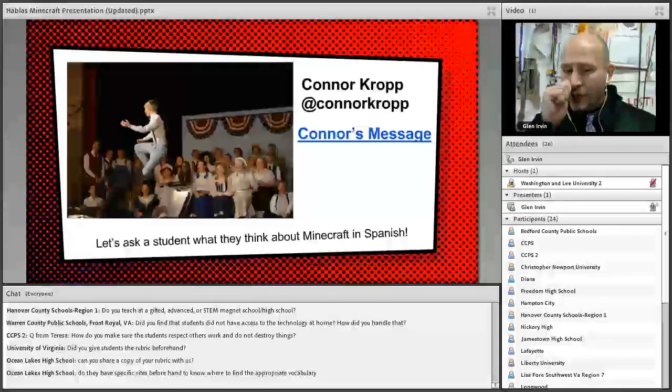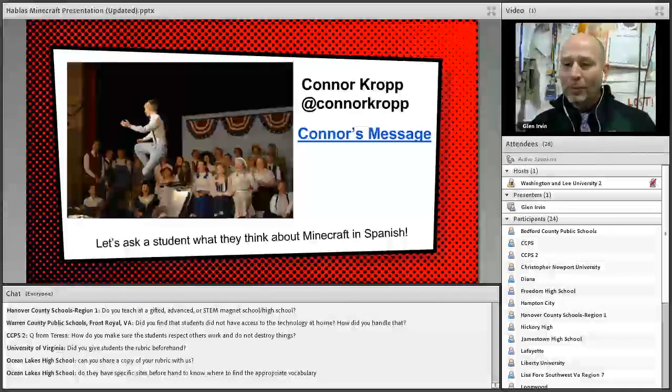Inside of the presentation itself, I have a link to one of my students who helped me build this world. His name is Connor Kropp, fantastic student. He's now in college. He was actually one of my test students a long time ago when he was in my class, 3-4 years ago. He was one of the first students to actually use Minecraft in Español, and there's a link to his message on YouTube about why he thinks Minecraft is important.